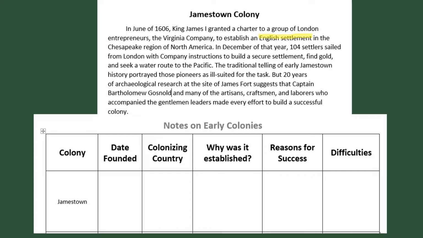Why was it established? Here it says that the purpose, the company instructions, were to build a secure settlement, find gold, and seek a water route to the Pacific. So that's really why they wanted to establish this settlement. Now, reasons for success, we don't know yet, and we're not sure of any difficulties yet. But so far, those are 2 things we can add to our notes.